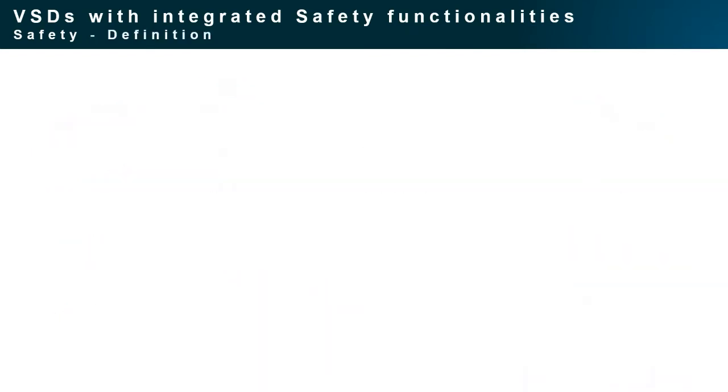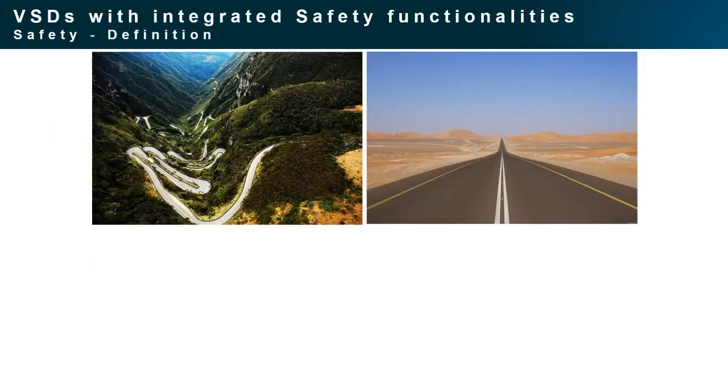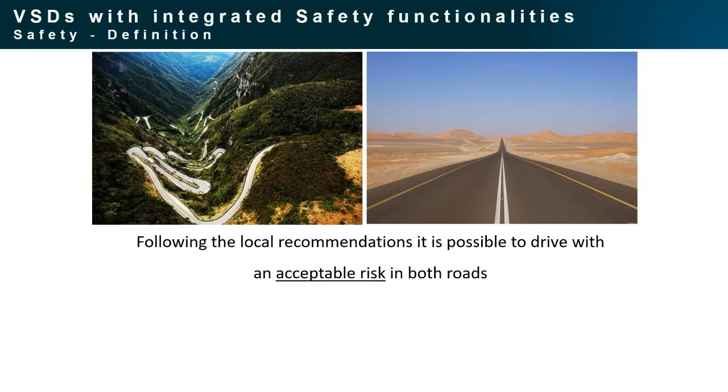Trying to define it in an easy way, I will show you two different pictures, two different roads, and I will ask you: which is the safe one? How can we drive safely on the roads on the left and the right side? I'm sure that you think the picture on the left side, in the mountains, is a situation with high risk, different from the straight road on the right side. But following the local recommendations, I'm sure it's possible to drive with an acceptable risk on both roads.